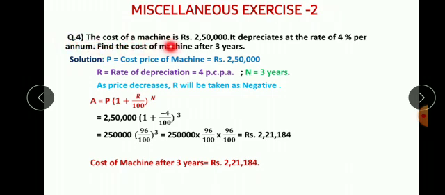The cost of a machine is rupees 2,50,000. It depreciates at the rate of 4% per annum. Find the cost of the machine after 3 years.